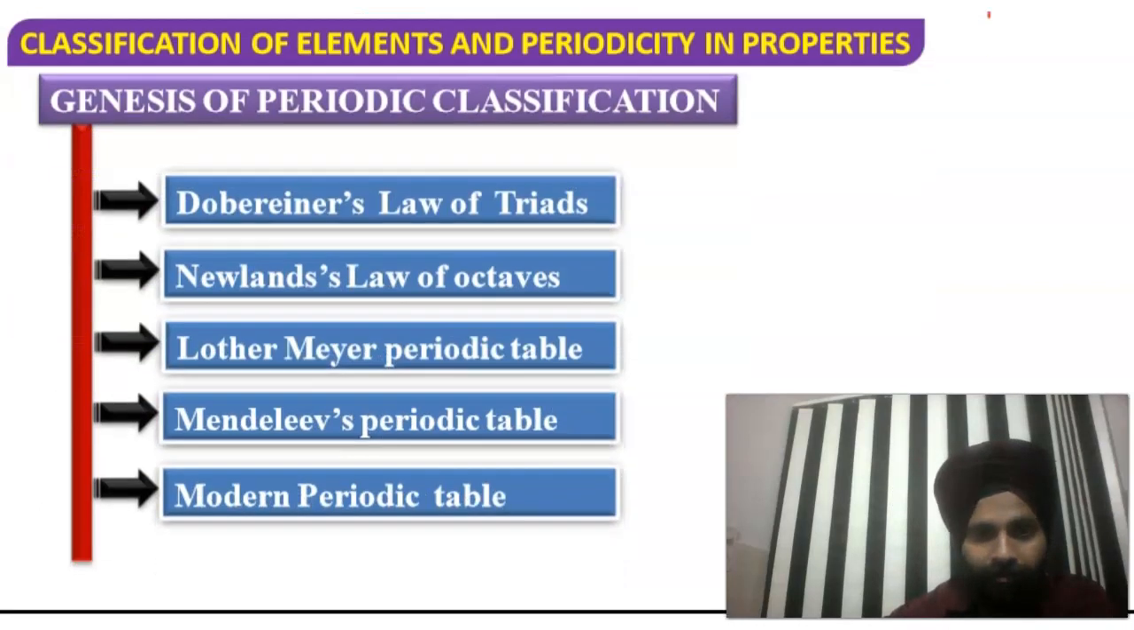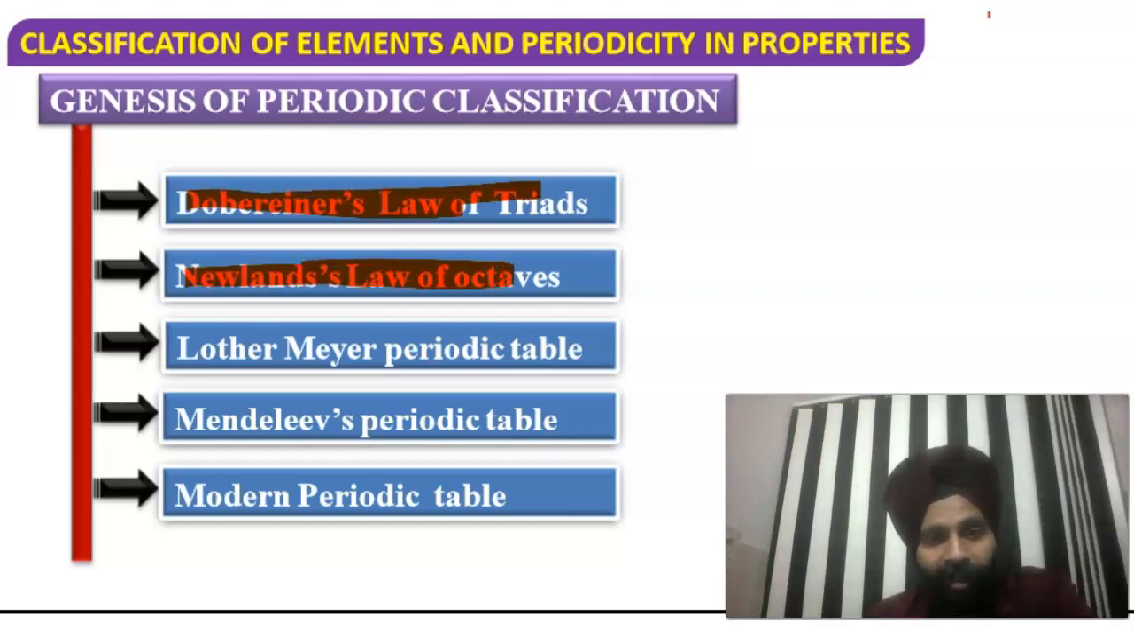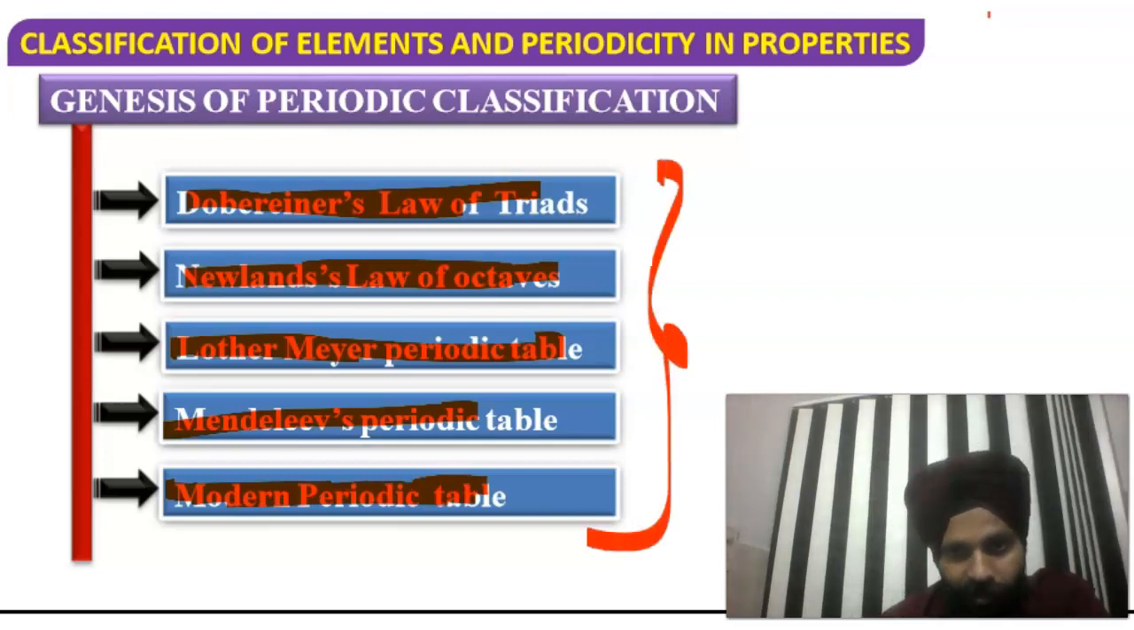So here, we can study first Döbereiner's law of triads, then Newlands' law of octaves, then Lothar Meyer, then Mendeleev, and last but not least, the modern periodic table. These we definitely have to study. How can we study them here?